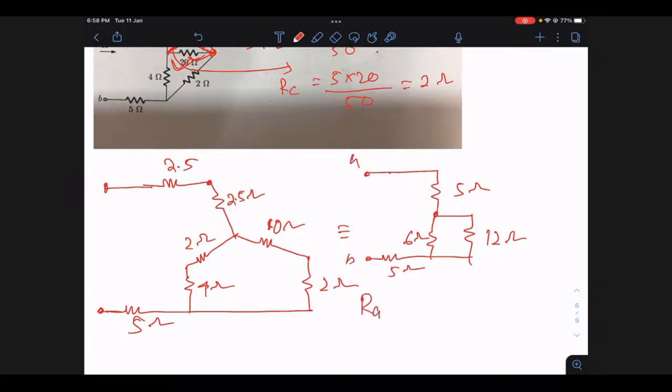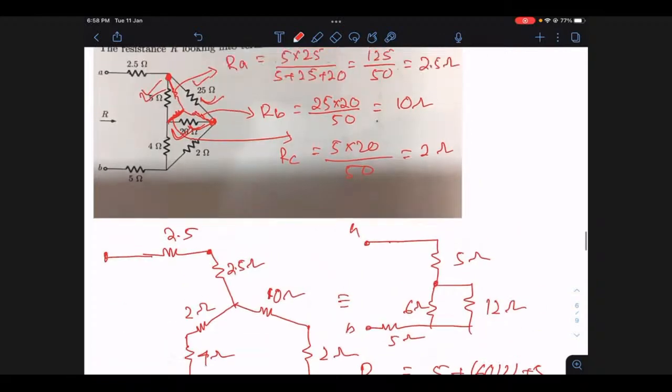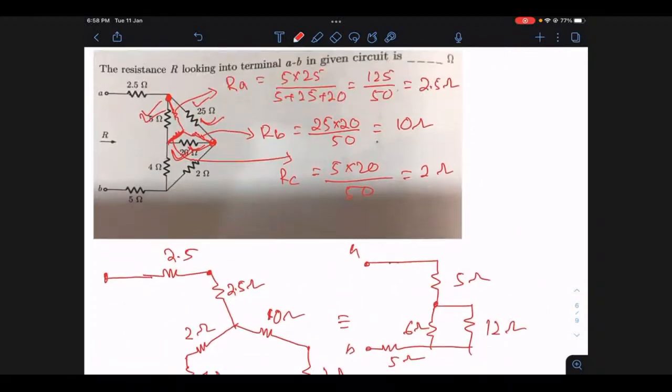If I ask you what is your RAB, the answer is 5 plus the parallel combination of 6 and 12, plus 5. So this is 5 plus 72 by 18, which is 4, plus 5. So this answer is coming 14 ohms. This is my answer. What is your answer? Are you also getting the same?